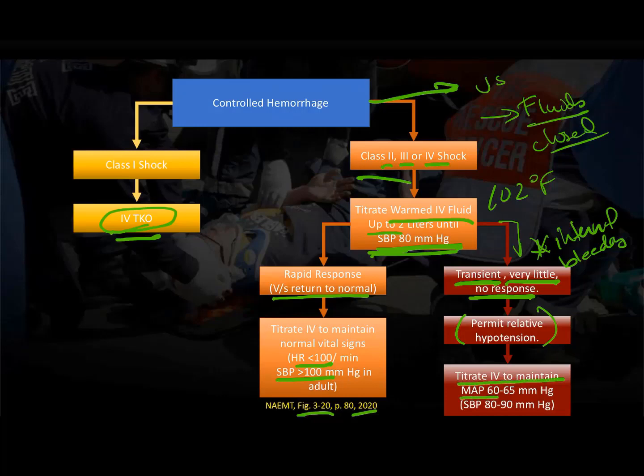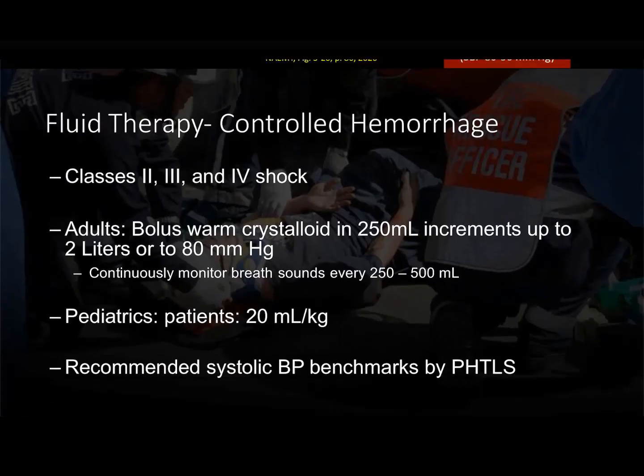We're going to titrate our IVs to maintain a mean arterial pressure of 60 to 65 millimeters of mercury, or systolic blood pressure of 80 to 90 millimeters of mercury. These patients need to be evaluated in the hospital, and we're considering that their vital signs have changed because they have a massive internal hemorrhage.